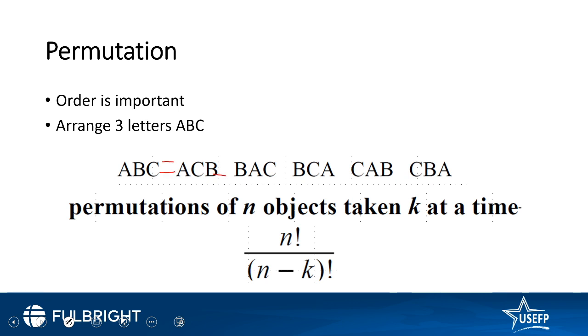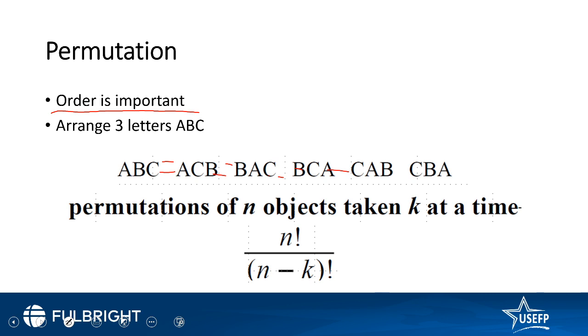In a combination, however, all of this is the same. So in a combination, ACB, ABC, all of them mean the same thing. But in permutation, order is important. So all of it is different. So to arrange this ABC, we have 6 ways of arranging them.